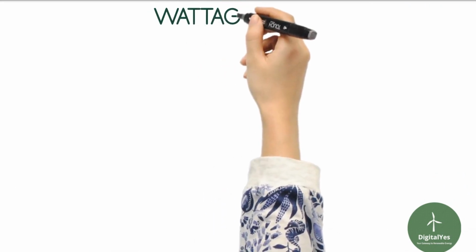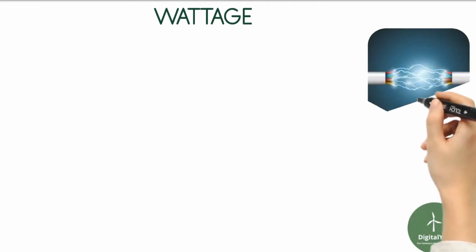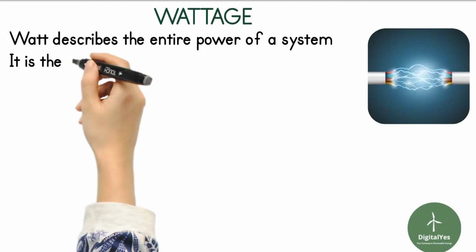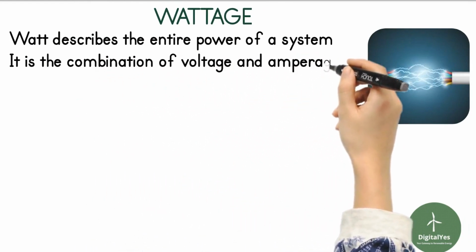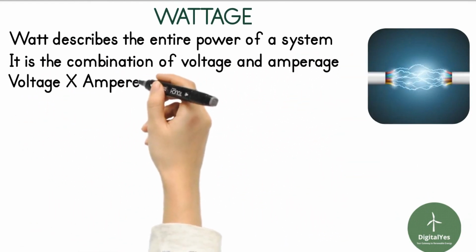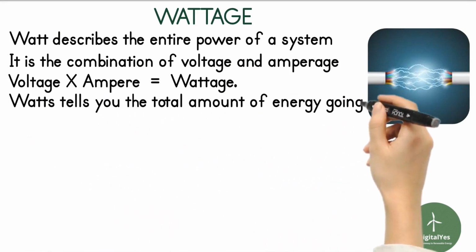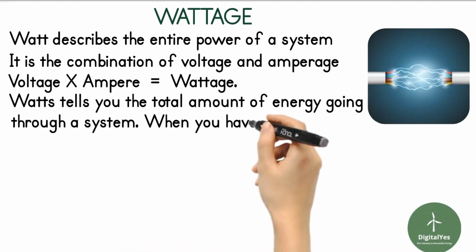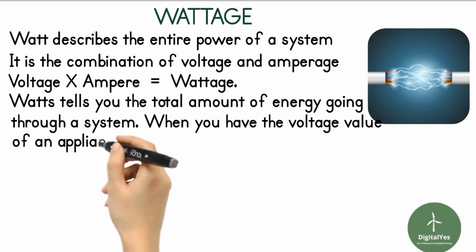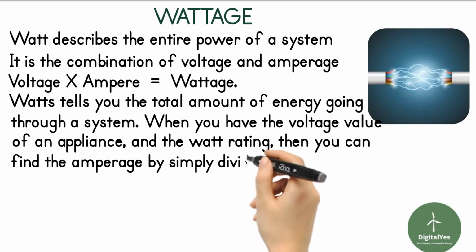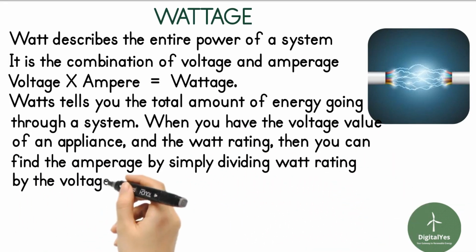Watt describes the entire power of a system. It is the combination of voltage and ampere. Voltage times ampere equals wattage. Watts tells you the total amount of energy going through a system. When you have the voltage value of an appliance and the watt rating, then you can find the amperage by simply dividing the watt rating by the voltage. You can also find the voltage by dividing the watt by the amp.